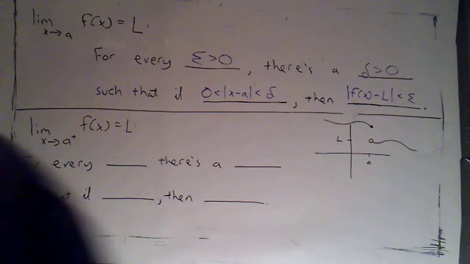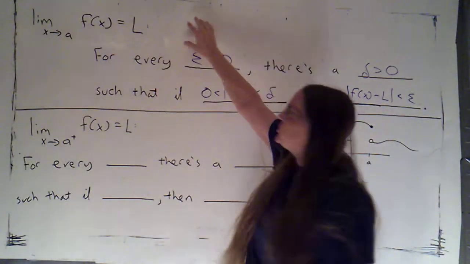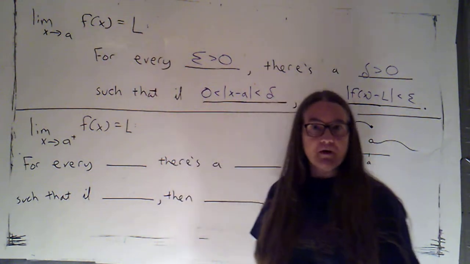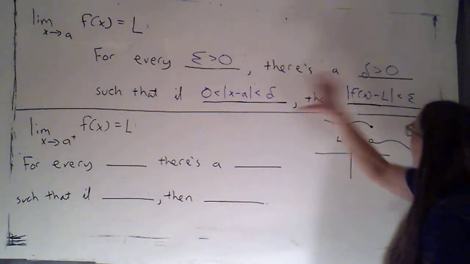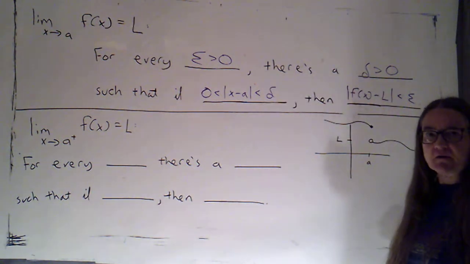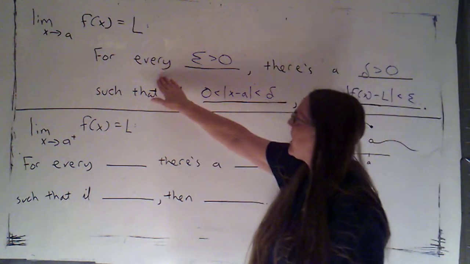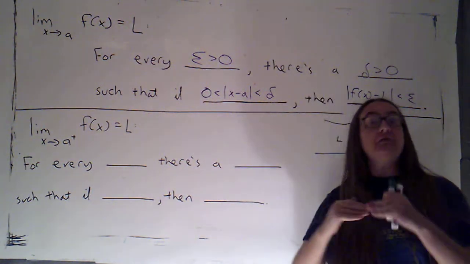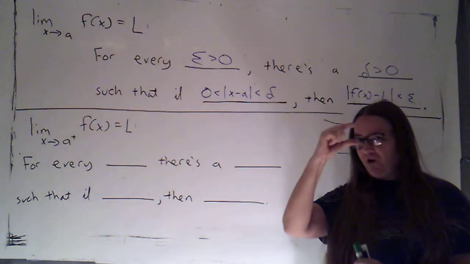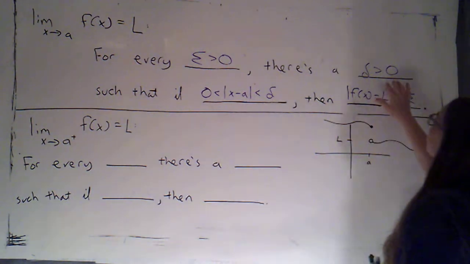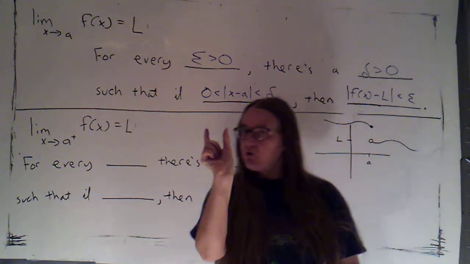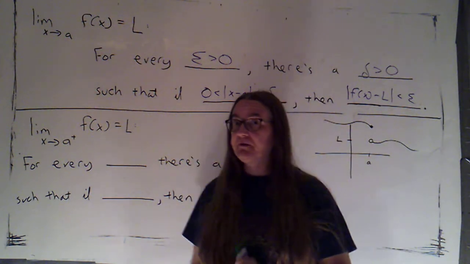I've got the formal definition for a two-sided finite limit up here on the board, and I've underlined 4 key parts. So the definition is that for every epsilon bigger than 0, remember that's our standard of closeness or our tolerance for our y values, there's a delta bigger than 0.